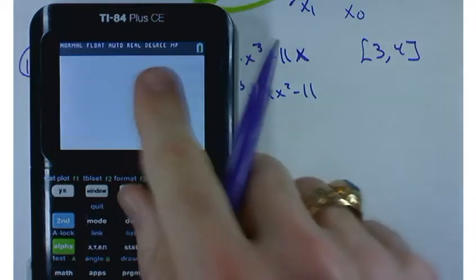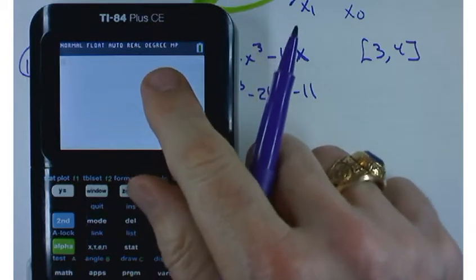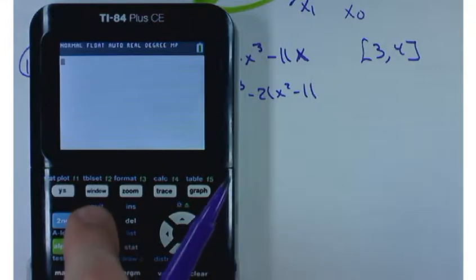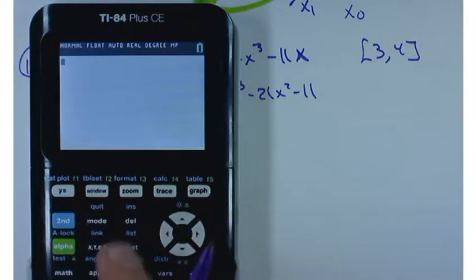Good question. For this one, it doesn't matter if you're in radians or degrees because we're not dealing with any trigonometric functions, so we're okay there. But as a general rule, what do you think you want to be in? Radians. Yeah, calculus is done in radians. Generally, you probably want to stay in radians.